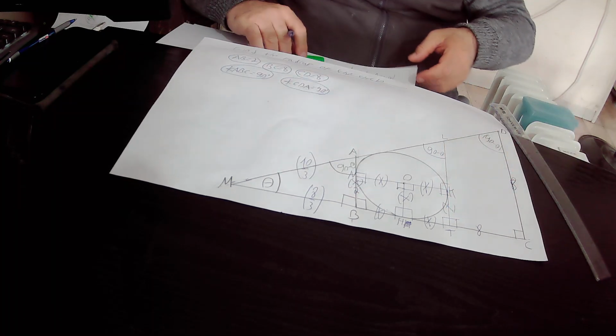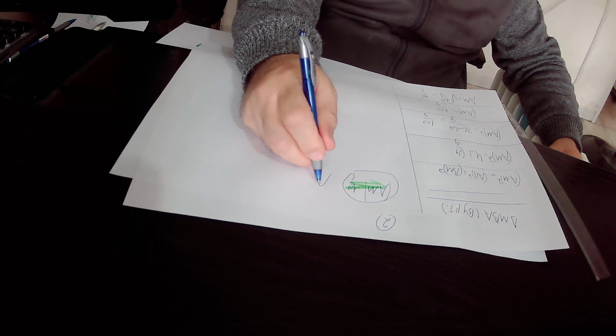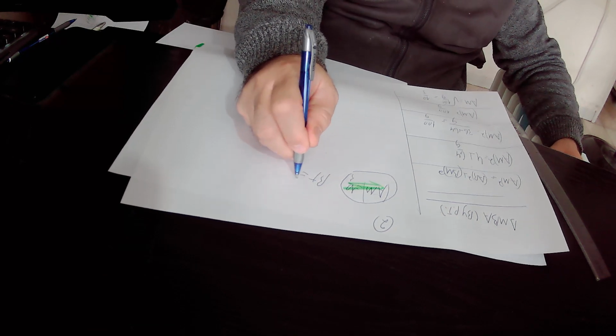So I'll write it down. The length of line segment BT equals 2x. BT equals 2x.